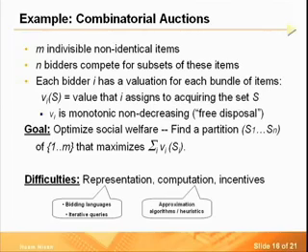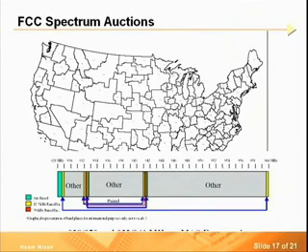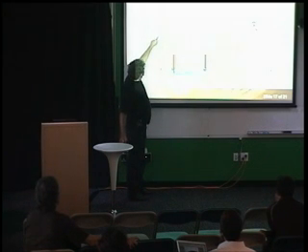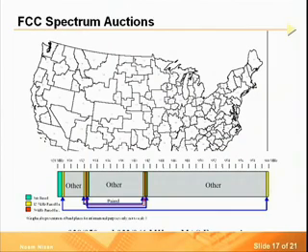A classic example of that, though there are many other examples in transportation, procurement, and many other application domains, is the FCC spectrum auctions. This is what I took from the FCC site about a year or two ago when I stole this slide. This is what they were selling at that time. Each of these little areas is a license. Actually, each of these little areas is about 3 or 4 different licenses, one in each of these colors, frequency bands specified by the colors here.